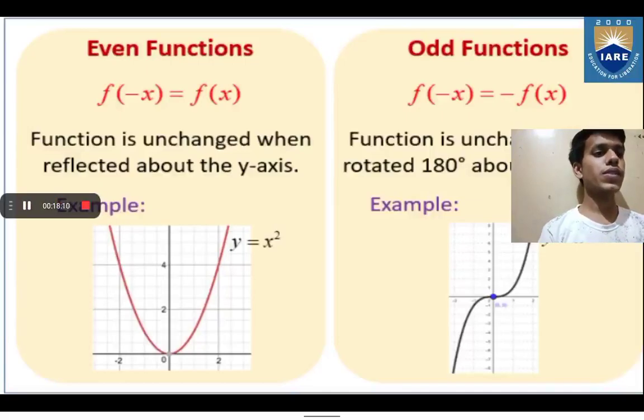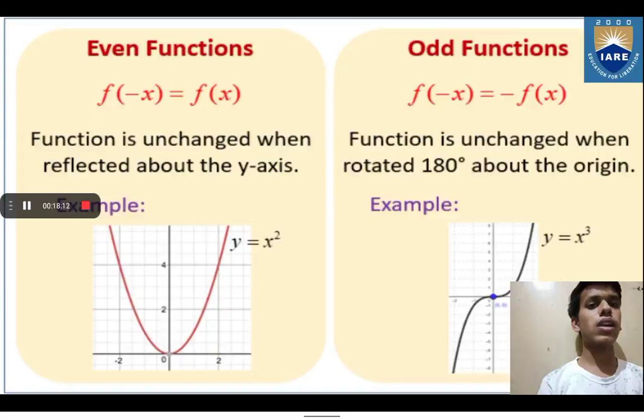So what is the difference between an odd function and an even function? For an even function, f of minus x equals f of x, and the function is unchanged when reflected about the y-axis. In an odd function, the function is unchanged when rotated 180 degrees about the origin.